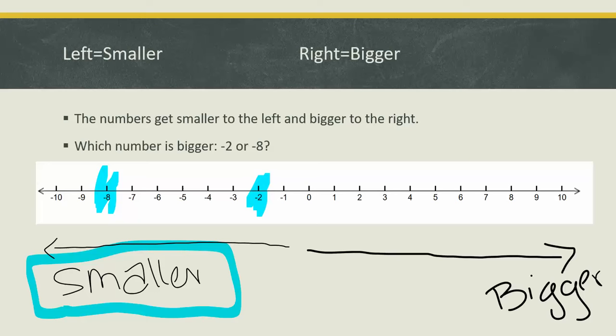The question says which number is bigger, negative 2 or negative 8? Bigger numbers are to the right. So that means that negative 2 must be bigger than negative 8. So my answer is that negative 2 is bigger than negative 8. Let's try another one.